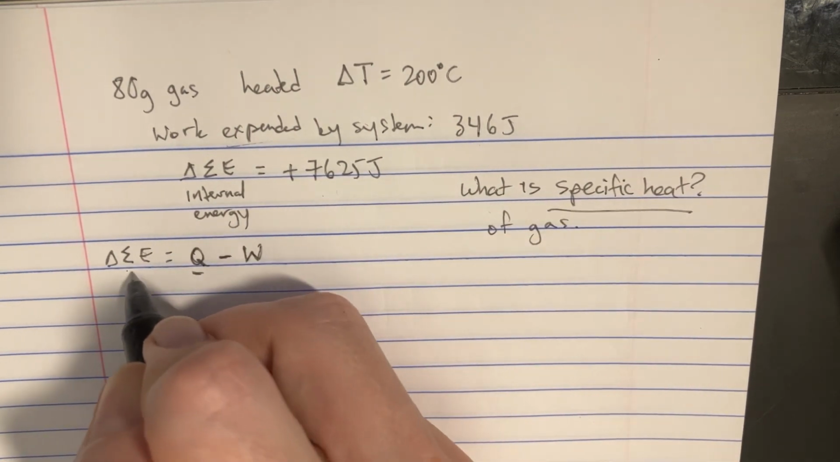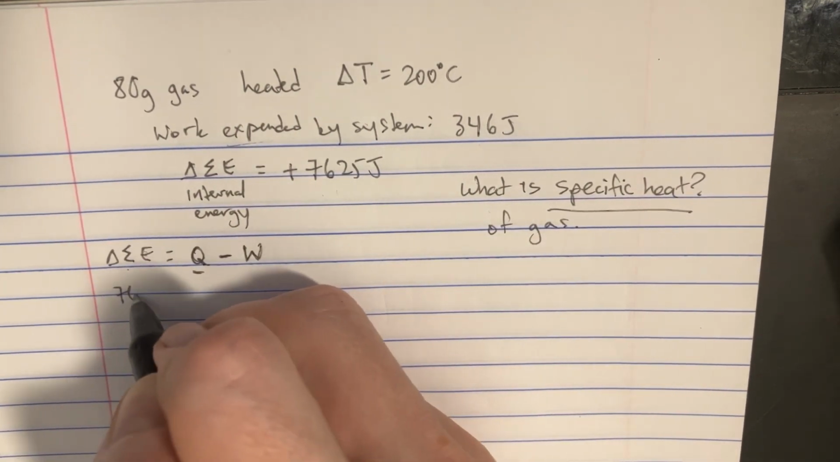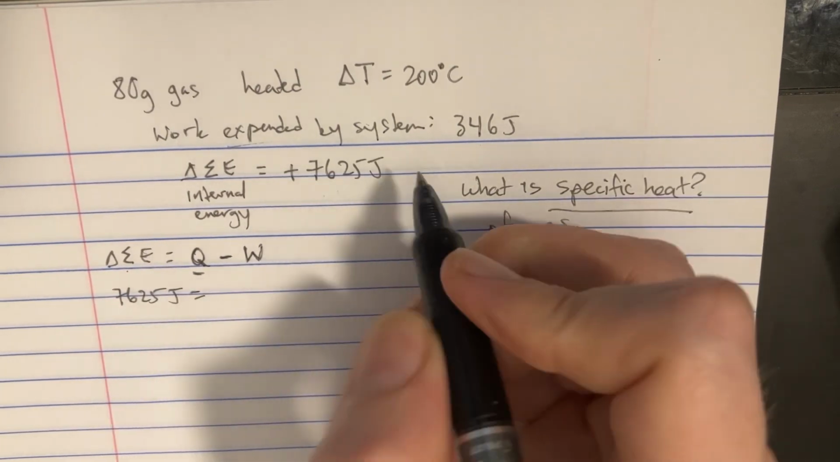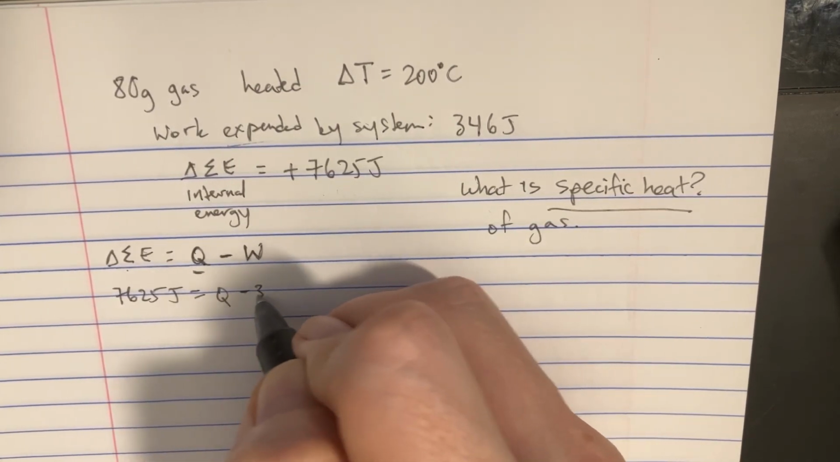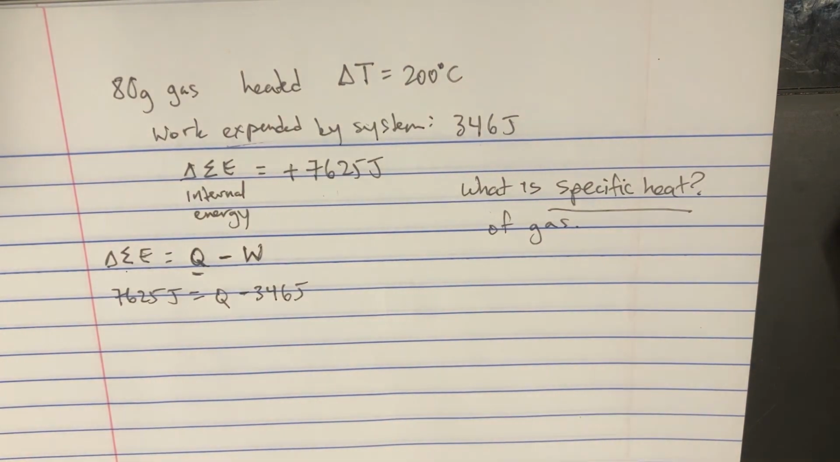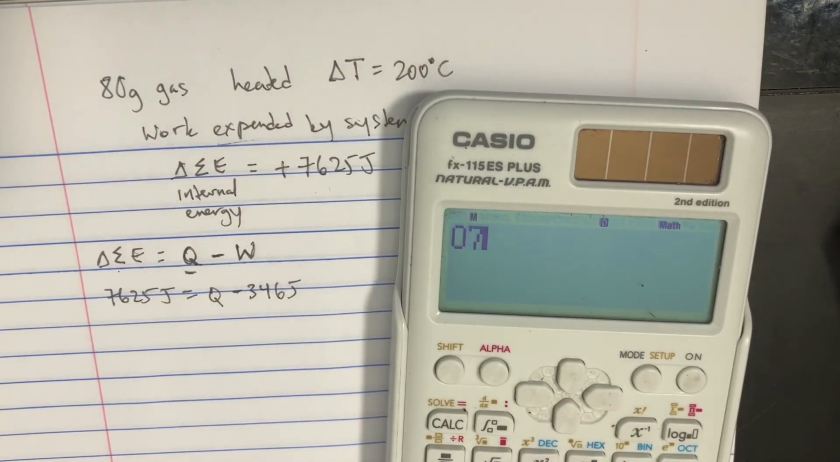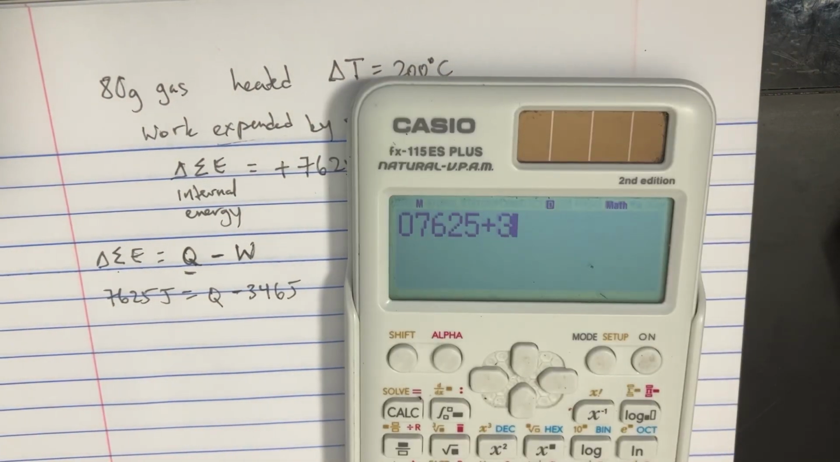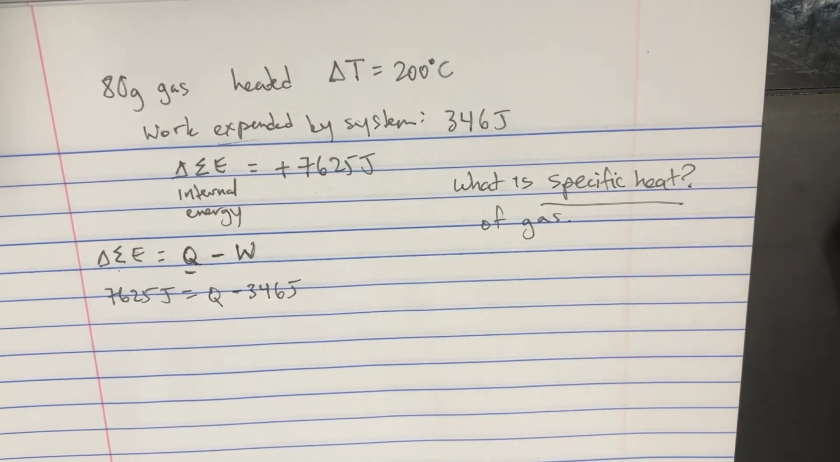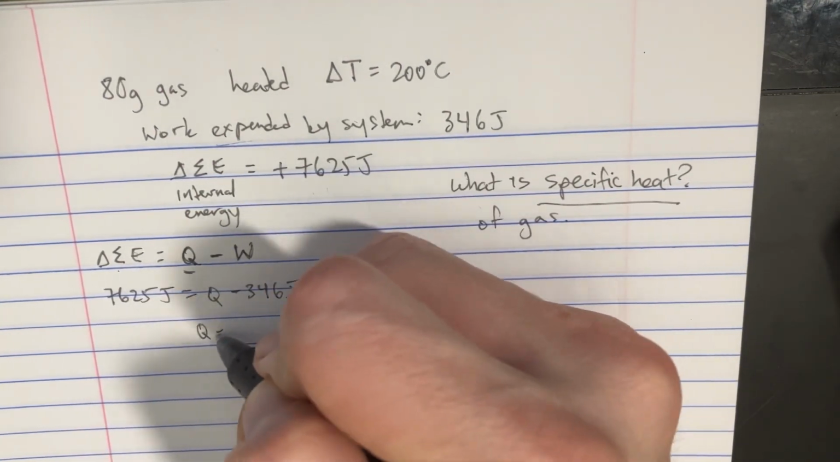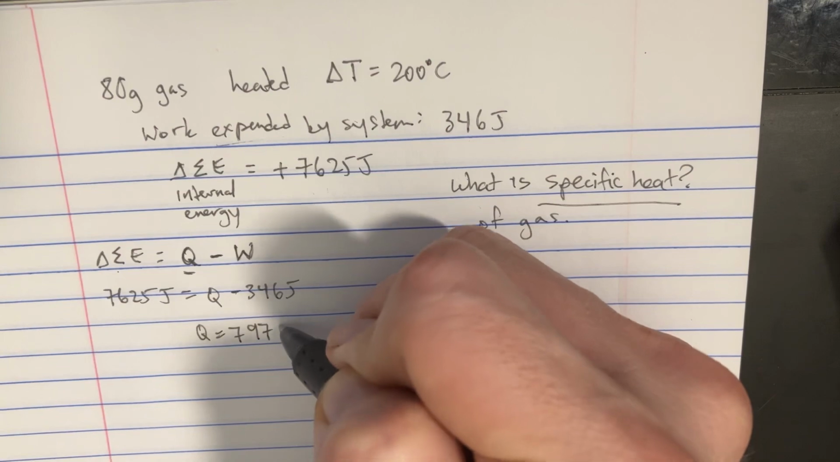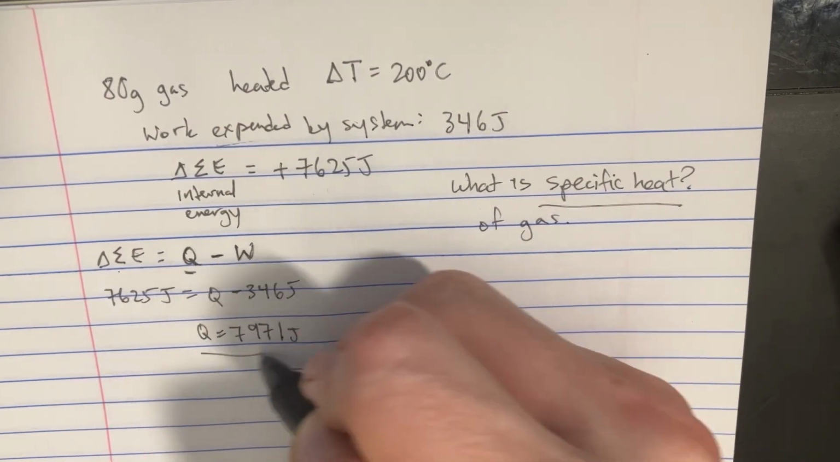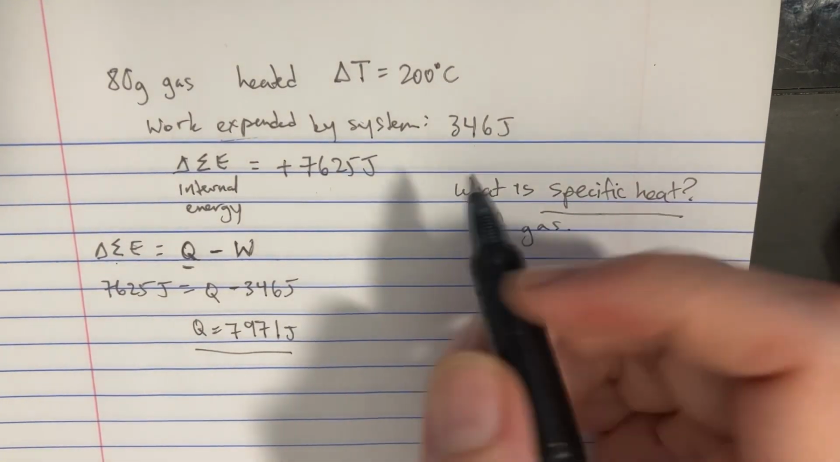So we have the internal energy is positive, 7625 joules equals Q minus 346 joules. And so 7625 plus 346 gives us Q is equal to 7971. All right. So now we know what the Q is, but let's figure out what Q is.